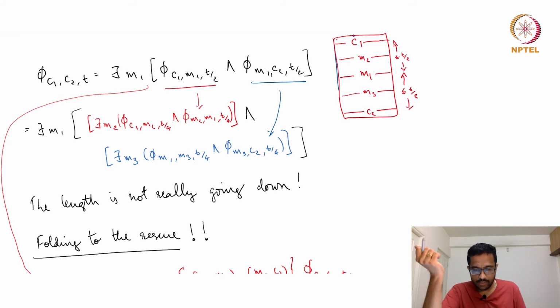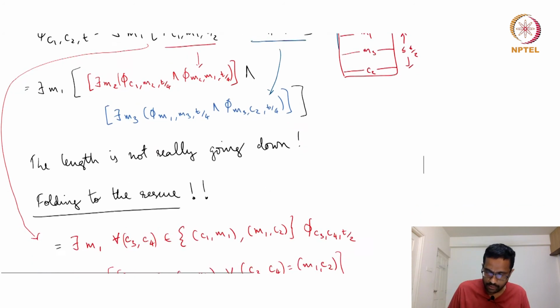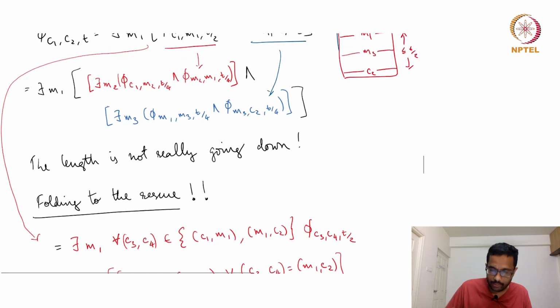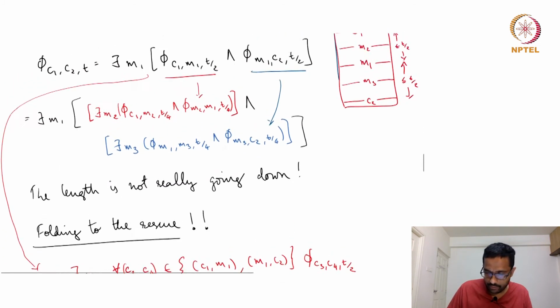So what does folding mean? We'll see now. Consider the top formula again. There exists M1 such that phi(C1, M1, t/2) and phi(M1, C2, t/2). Now I am going to write this in a new way.